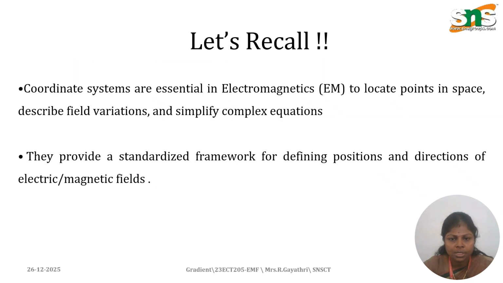Before going to the discussion of the topic gradient, we have to recall the topic electromagnetics, how the coordinate system is related to electromagnetics and how the position is located by using the coordinate system. The basic coordinate systems are classified into three types: Cartesian, spherical and cylindrical. For making calculations of antennas and for locating the antenna position, we can use the coordinate system. Scalar quantity and vector quantity are also used in electromagnetics. A vector quantity is represented with the help of magnitude as well as direction.